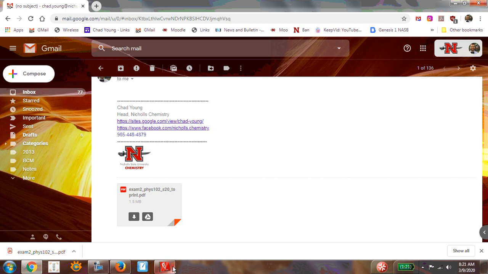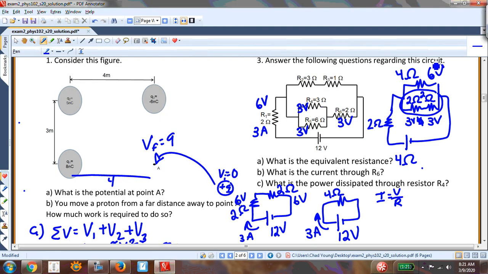Now, 6 volts across a 4 ohm resistor gives me a current of V over R, or 3/2 amps. So if I have 3/2 amps, that means that I have a voltage, V equal I R, 3/2 times 3, that's 9/2 volts. And here, 3/2 volts. And 9/2 plus 3/2 is equal to 12/2 or 6 volts. Okay, so that's all my voltages.